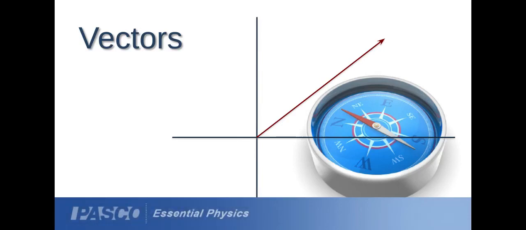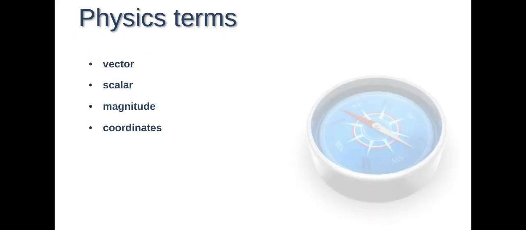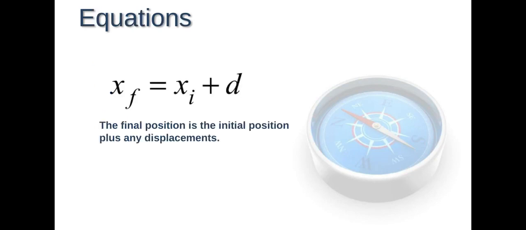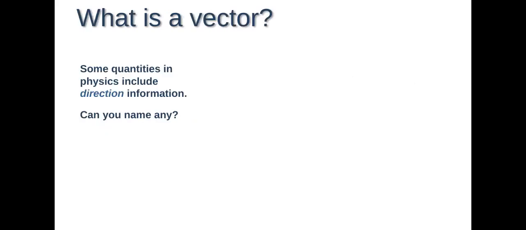I'm going to go over the second portion of section 3.1 and it's over vectors. Some terms that we'll look at: vector, scalar, magnitude, and coordinates. Again, the equation that we had in the first section of notes is also in this one. xf equals xi plus d. Remember that xf is your final position, xi is your initial position, and your displacement is represented by d.